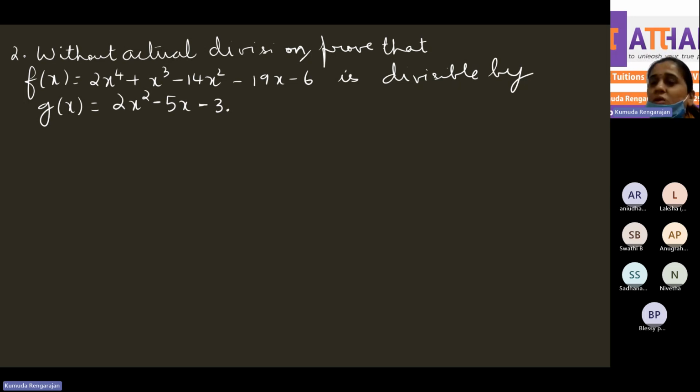Now for this, supposing I give you this number 690. I ask you to check if 690 is divisible by 15. But you should not do the long division. You should not divide.